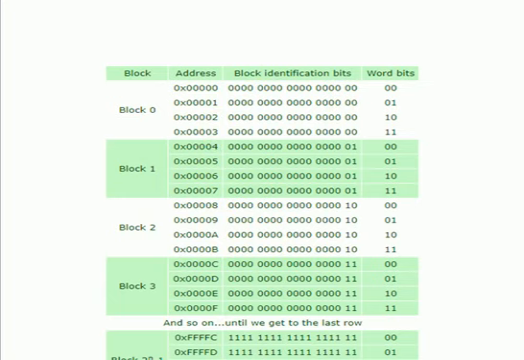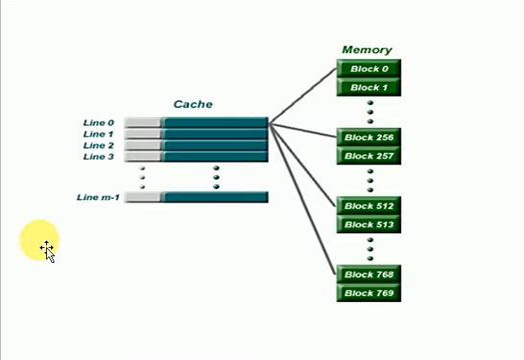Now, as you can see, we have various blocks and each and every block consists of only a fixed number of address locations to make things easy. Let's move on to the mapping methods of a cache. The first mapping is called direct mapping. Mapping is a technique in which you're going to place the blocks into your cache.